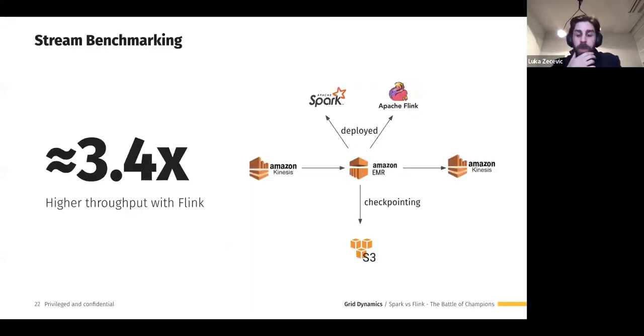And for stream benchmarking, our architecture consisted of Kinesis to Kinesis aggregation. We have Amazon Kinesis as a source, Amazon EMR, which had a Spark or Flink job on it, and that did aggregation and wrote to Amazon Kinesis. Checkpointing was performed on S3.